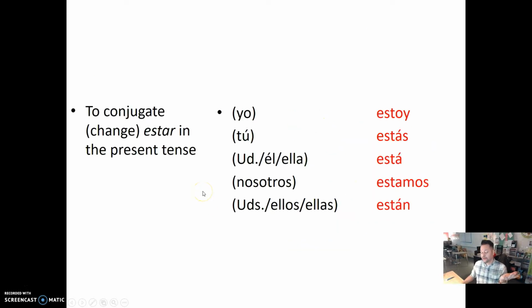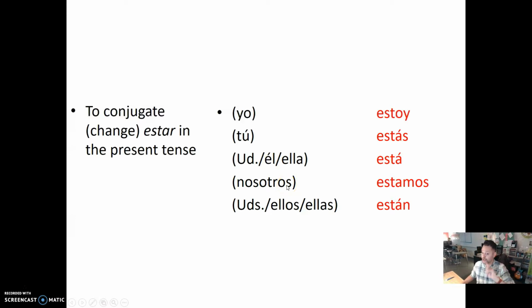Here's the verb estar in action, to conjugate or change estar in the present tense. If I'm talking about me, myself, I, yo estoy. If I'm talking to you in an informal way, tú estás. And then, of course, usted, you formally, or él, he, or ella, she, está.